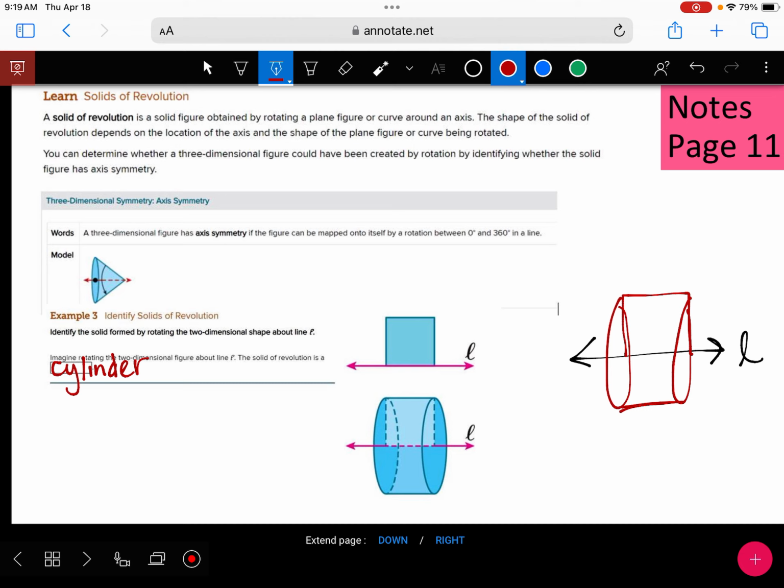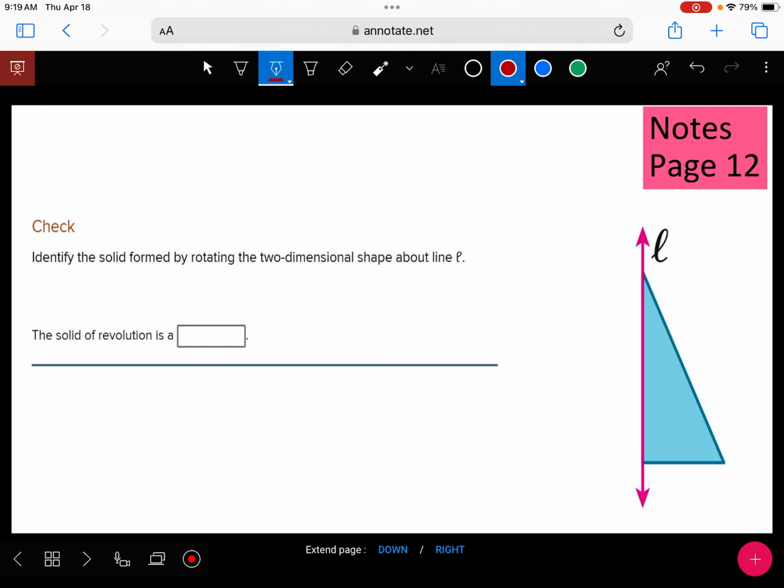All right, go to page 12. What do you think this shape is going to be when you rotate it around? So I'm rotating it around this way. That means here is where my circle is going to be, and it's going to come down. So what shape does that turn out to be when you rotate it? What does that look like? A cone. It looks like a cone.